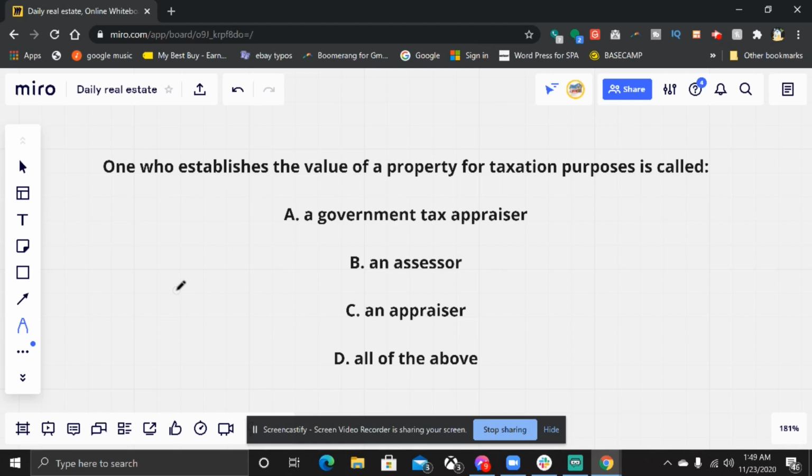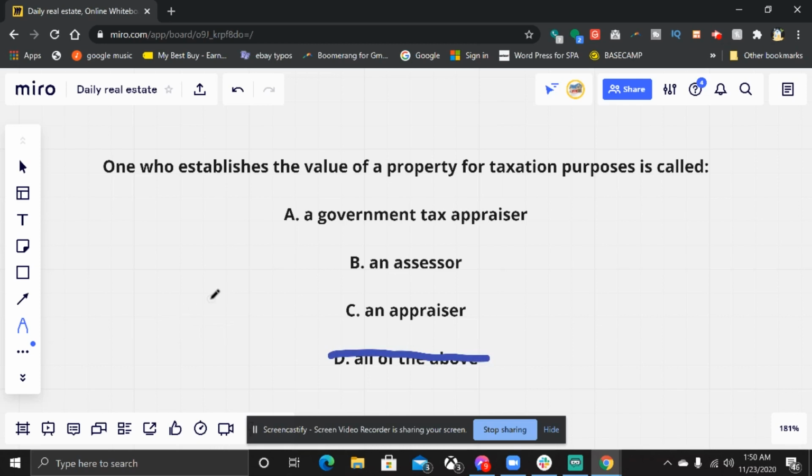One who establishes the value of a property for taxation purposes is called A, a government tax appraiser, B, an assessor, C, an appraiser, or D, all of the above. Well, let's cross off D. It is not all of the above because they are very different people.